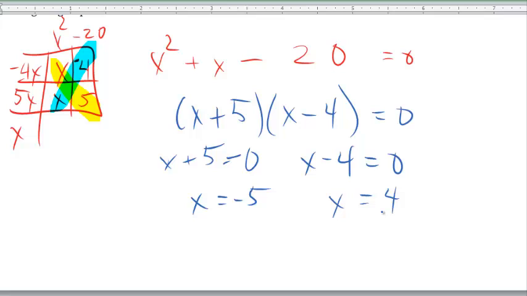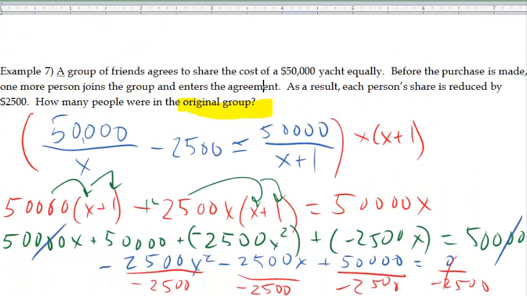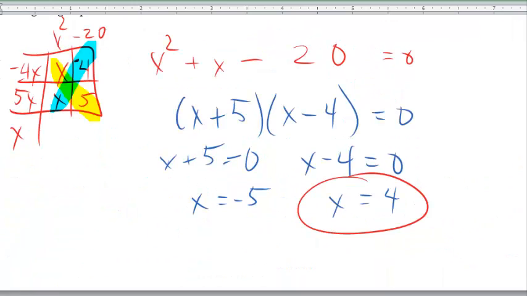So since we're talking about people, the negative doesn't make sense. So going back to my original problem, way up here they are. How many people were in the original group? Well, I just found out that that was 4. You can go back and check this, and it does work. We'll do that quickly. I know most of you are not checkers, but we're going to check anyway.